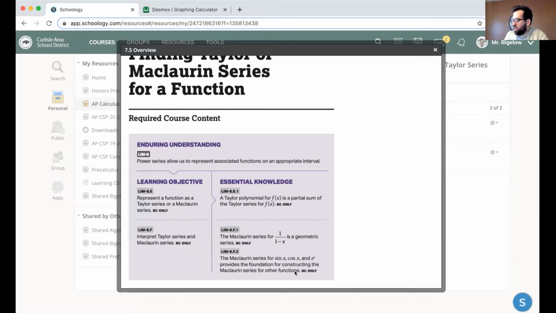I believe in another lesson, we'll be talking more about the series 1 over 1 minus x and how that's going to help us. So let's move into the notes.